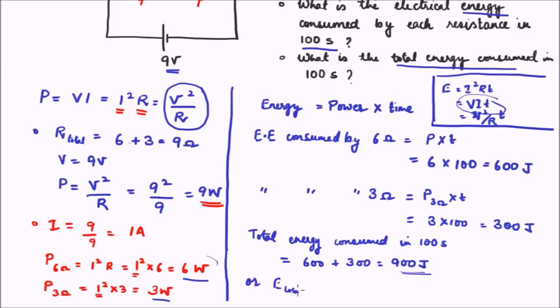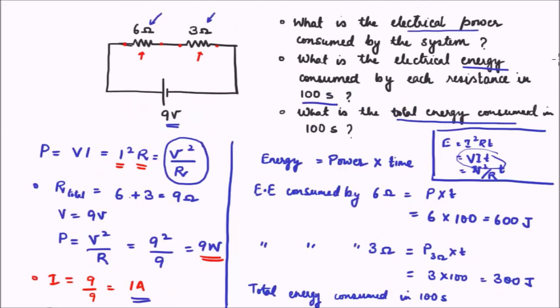E total is VIT, where I is the total current and V is the total potential difference across them. V is 9 volt. Current is, as we calculated here, 1 ampere, and my time is 100 seconds. That gives me 900 joule of total energy consumed, which is exactly equal to the value which we calculated using the individual components of energy consumed. So what we see here is that we can use multiple approaches to solve the same question. You just need to see what values are available and how you can manipulate them to give the required information. Okay, now let us jump into a different question and try to solve that.